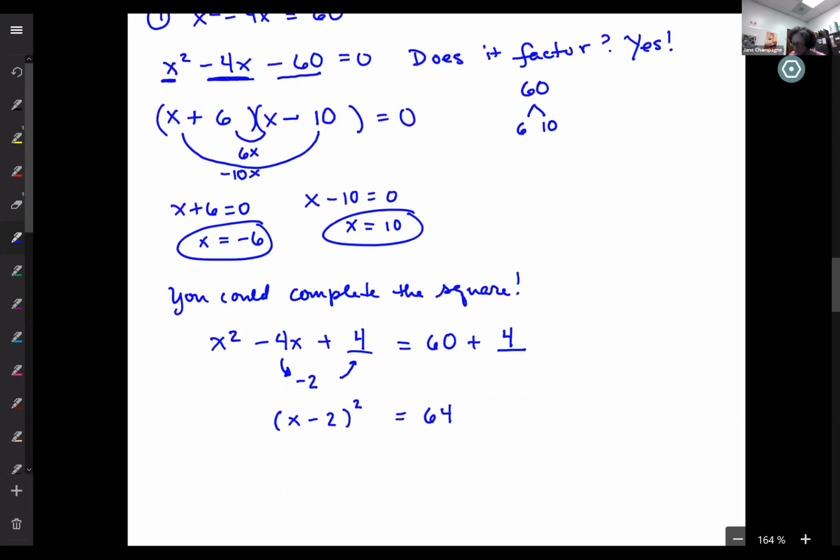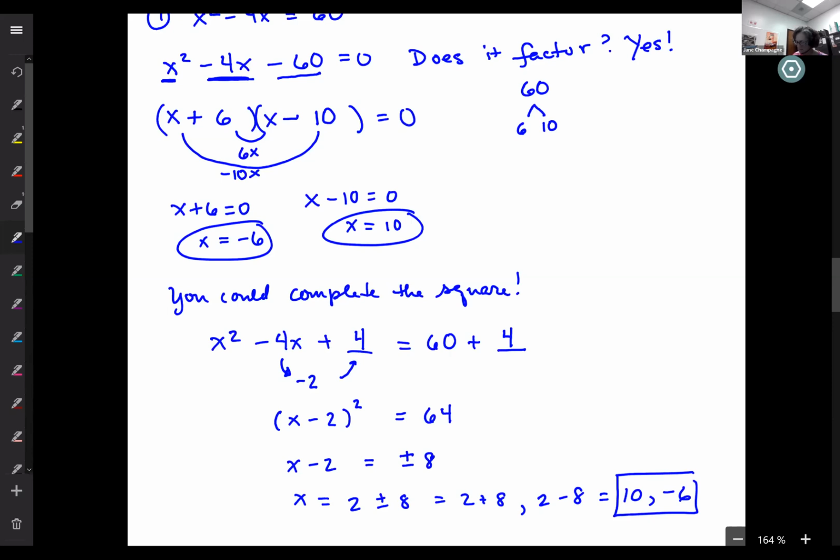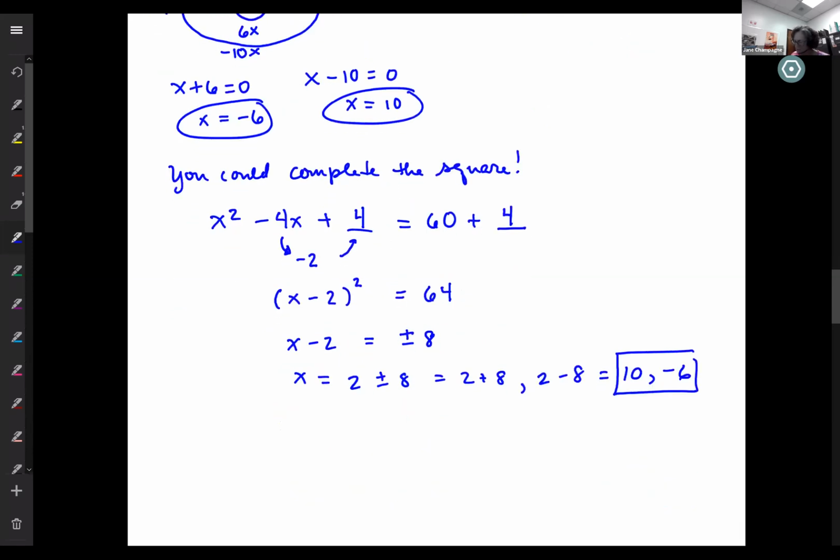So then I can take plus or minus the square root of both sides. Square root of 64 is 8. And then adding 2 to both sides gives me 2 plus 8 or 2 minus 8, which is positive 10 or negative 6. What do you know? Always make sure you split up to the two answers when you can simplify it.